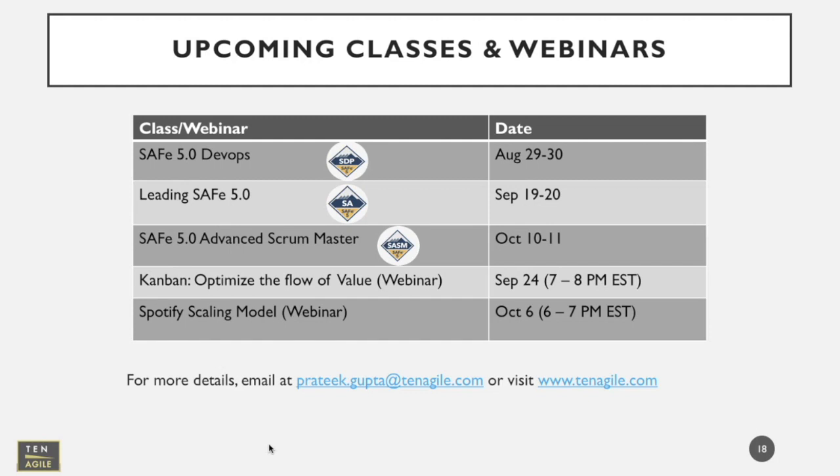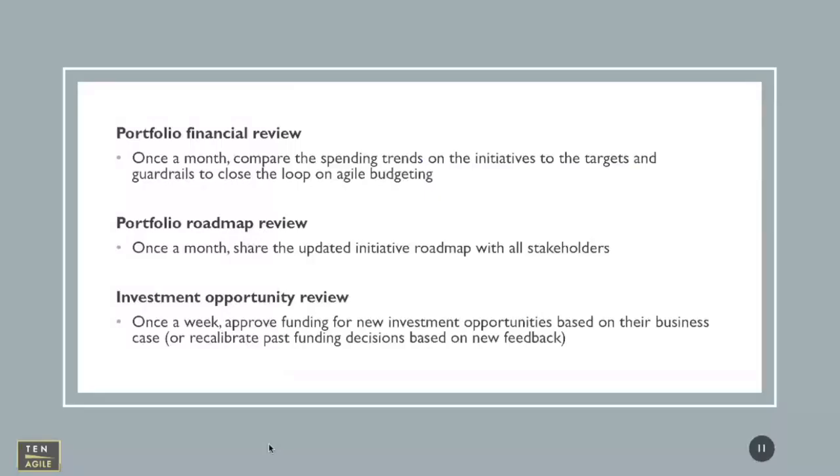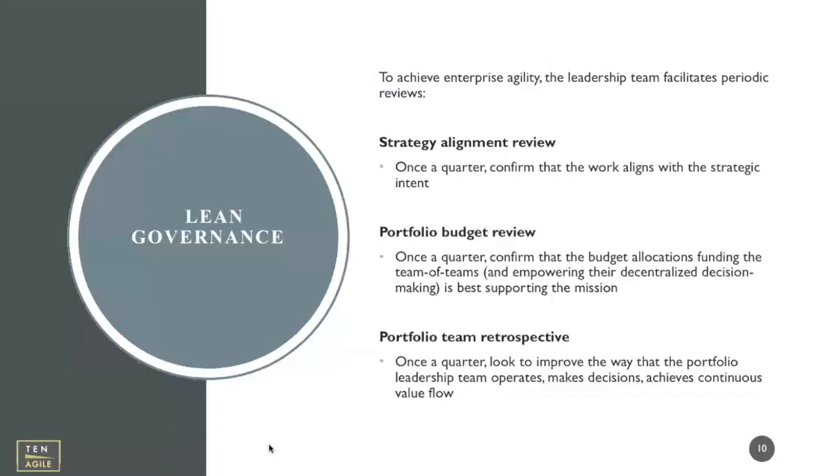Hi, yes, my name is Gregory. I have a question. On slide 10, as far as I recall, you described three types of events: strategy alignment review, portfolio retrospective, and portfolio budget review. The portfolio retrospective is kind of self-explanatory, but for the strategy alignment review and portfolio budget review, at what time of the PI is it better to conduct those meetings? Is it before the PI planning or after the PI starts?